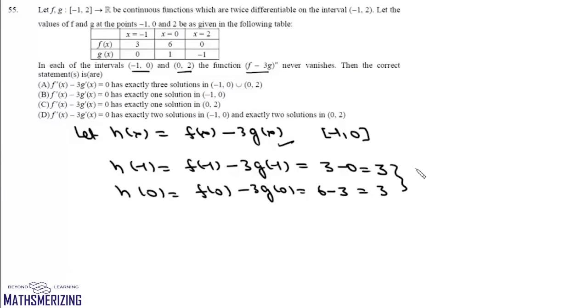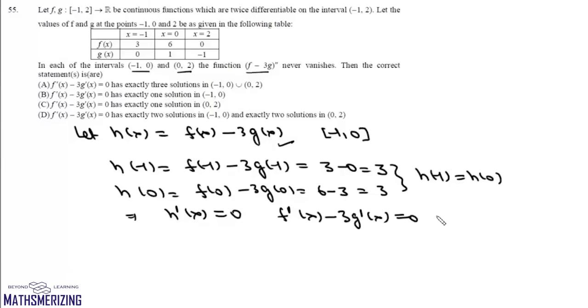So that means we are getting this condition that h(-1) equals h(0), which simply means that from Rolle's theorem we can say that at least one root of the equation h'(x) equals 0, which is f'(x) minus 3g'(x) equal to 0, will lie in the interval (-1, 0). Now since this second derivative never vanishes, there will be only one root. So we can say exactly one root will lie in (-1, 0).